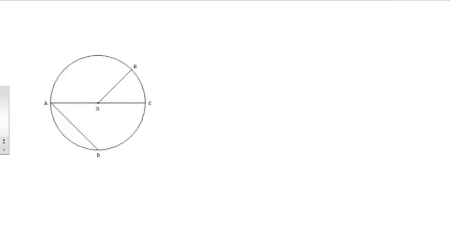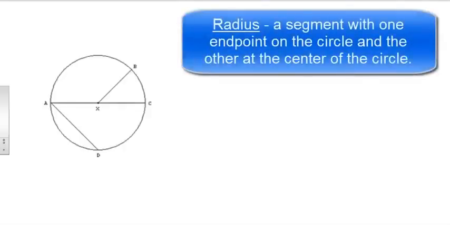The first one you probably have heard before is called a radius. A radius is a line segment with one of its endpoints on the circle itself and one of them at the center of the circle. We have a couple examples in this picture. An example would be line segment XB. One of the endpoints of XB is on the circle itself, it's point B. The other endpoint is on the center of the circle, that is point X. So XB would be the radius of this circle.